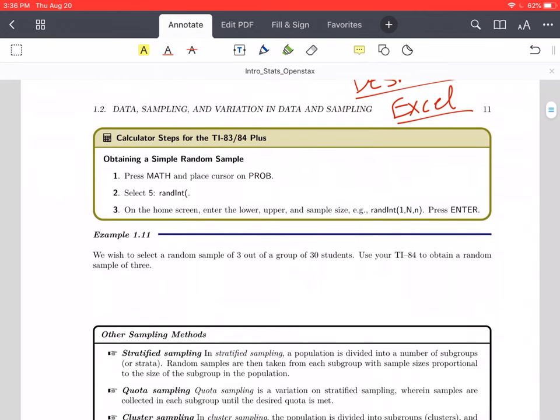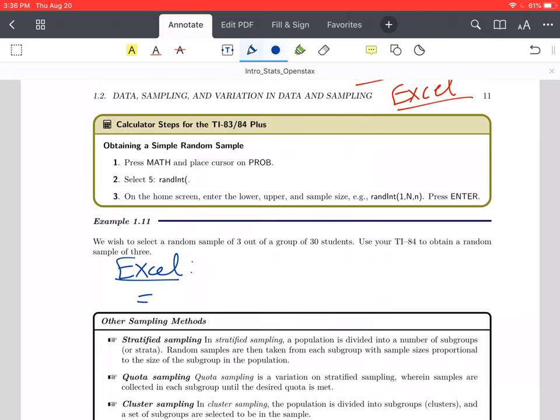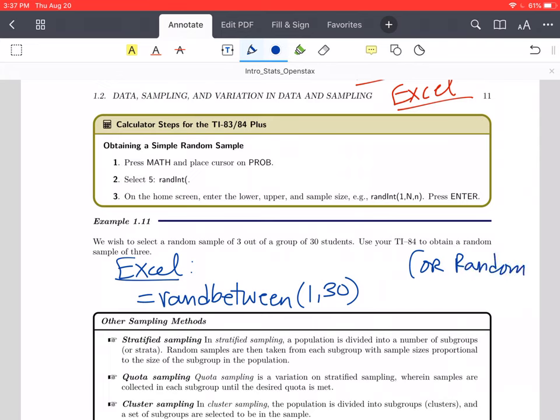All right. We wish to select a random sample of 3 out of a group of 30 students. In this case, I would actually recommend using Excel. If you were to use Excel, this is the function you would need to use. You'd type equals RANDBETWEEN(1, 30). That would produce a random number from 1 to 30, and you just do that 3 times. That gives you 3 students, right? It gives you their numbers, and then you can match their names to those numbers. You could also use a random number table to do this.